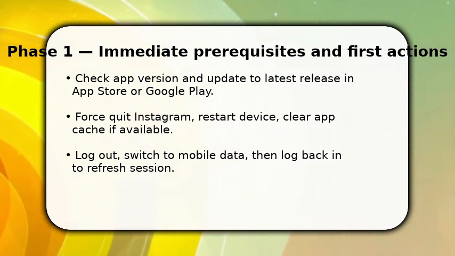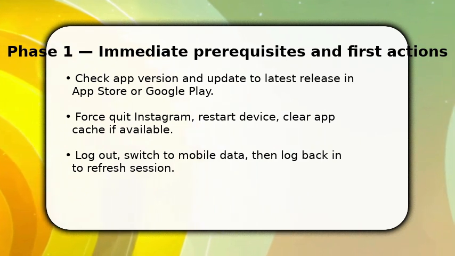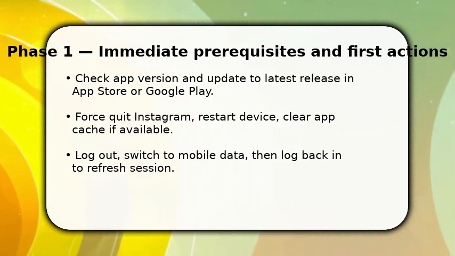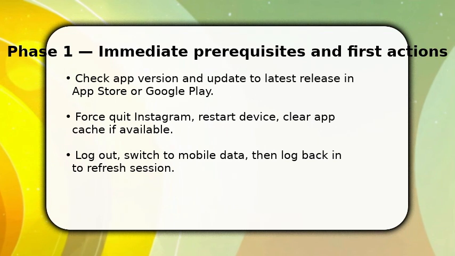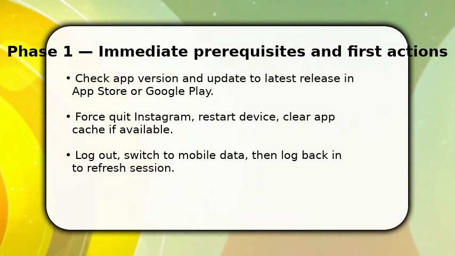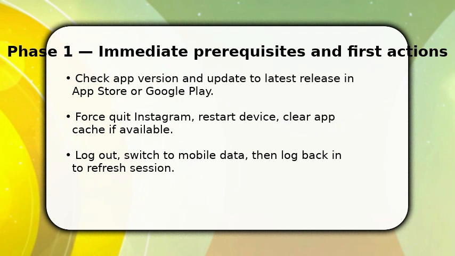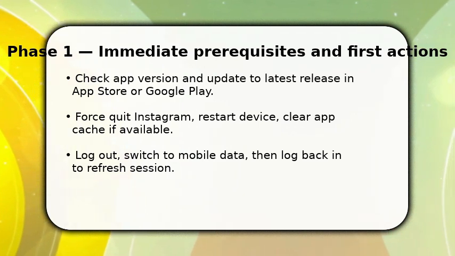Next, log out and switch between Wi-Fi and mobile data to test connection differences, because network rules and cached content can affect your home feed. Make sure to note any error messages. Those clues speed up the next steps.